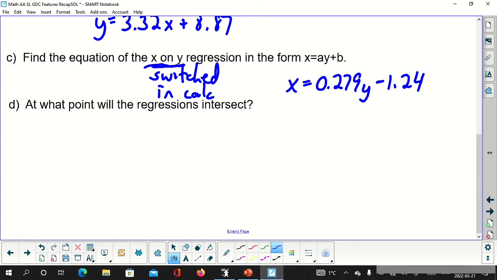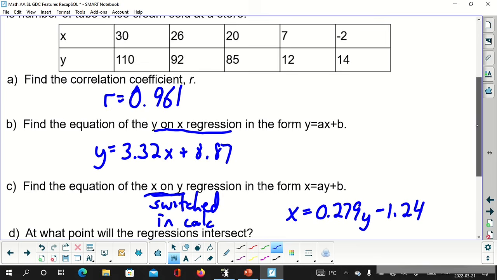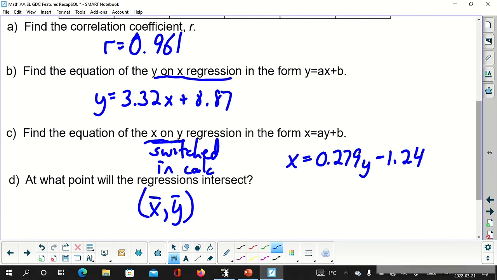Lastly, at what point will the regressions intersect? The answer to that is always x bar, y bar. So we can find the mean of the x values by adding them all up and dividing by 5, and the mean of the y's by adding them all up and dividing by 5, or we can use some of the tricks that we already learned with raw data. I'll leave that to you to do, but the result should be 16.2 is the average of the x's, and 62.6 is the average of the y's.